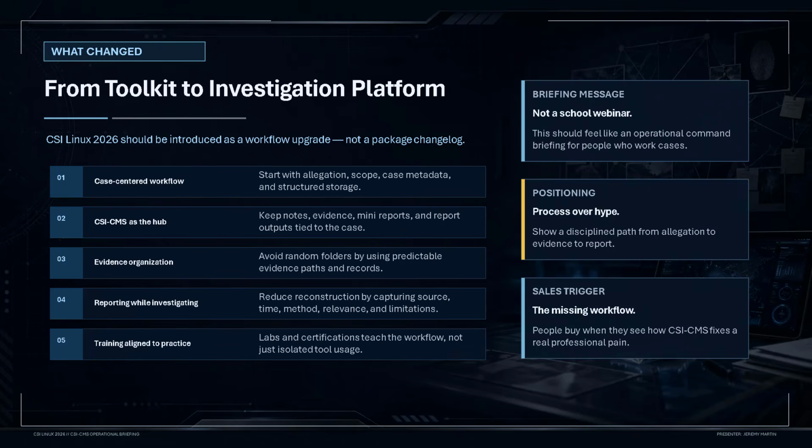First, it's case-centered workflow. It's one of the 5 main changes, where the investigation starts with an allegation, scope, metadata, and structure. That is very different from just opening tools and chasing leads. Second is the CSI-CMS becomes the hub. Notes, evidence, reports, case details, and work records are all tied to an active case. Third is evidence organization. Instead of random folders and inconsistent naming, the case has predictable evidence paths and records. And, again, it gets tied into the evidence management system.